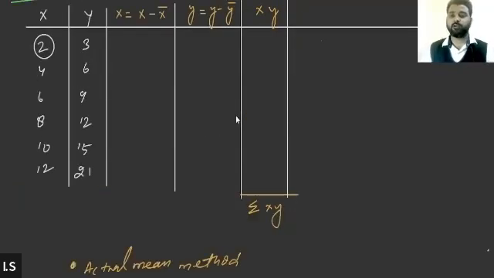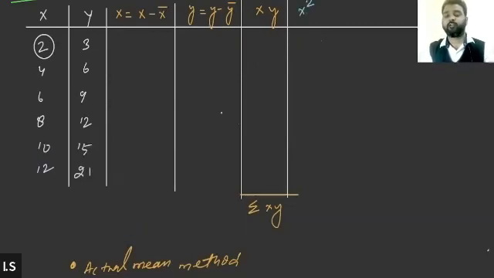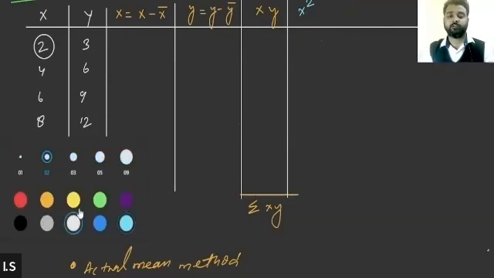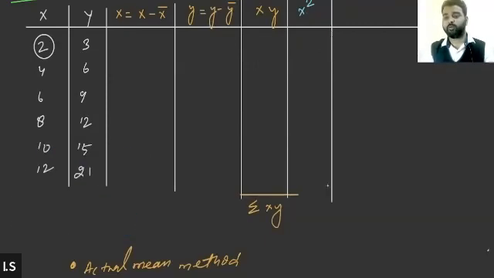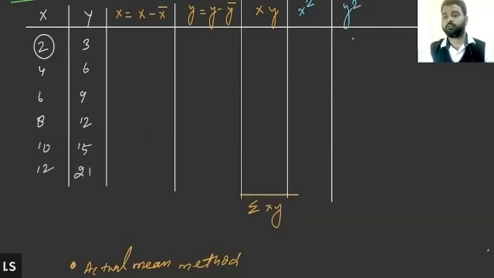So the next step will be squaring the deviation. Whatever value you are getting here, you will make a square of it: deviation of x square, then deviation of y square. After finding out the deviation of x square and deviation of y square, you will be totaling it: sigma x square, sigma y square. Right, Alexander, is this clear to you?